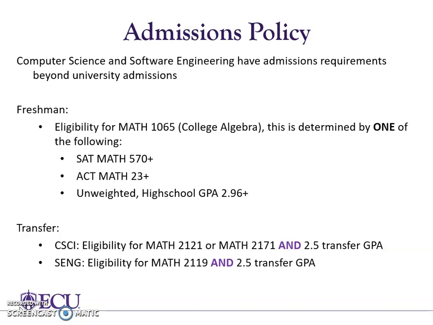Now, if you're a transfer student, in order to be eligible for computer science, you need to have eligibility for Math 2121 or Math 2171 and have a 2.5 transfer GPA. For software engineering, you need to have eligibility for Math 2119 and a 2.5 transfer GPA.